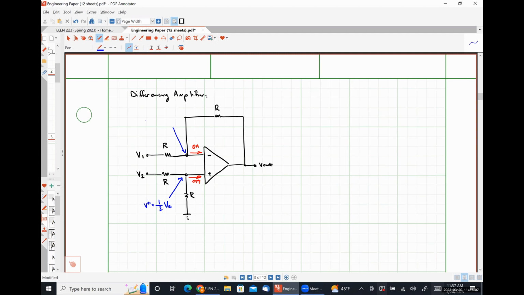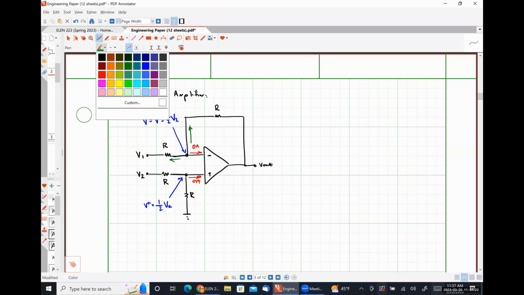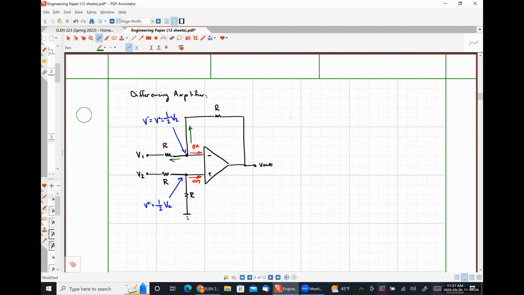Applying rule 2, we know that this voltage here at our inverting input terminal is V plus, so that is also 1/2 V2. And now we will apply Kirchhoff's current law. So that's going to be 1/2 of V2 minus V1 over R plus 1/2 of V2 minus V out over R is equal to 0.